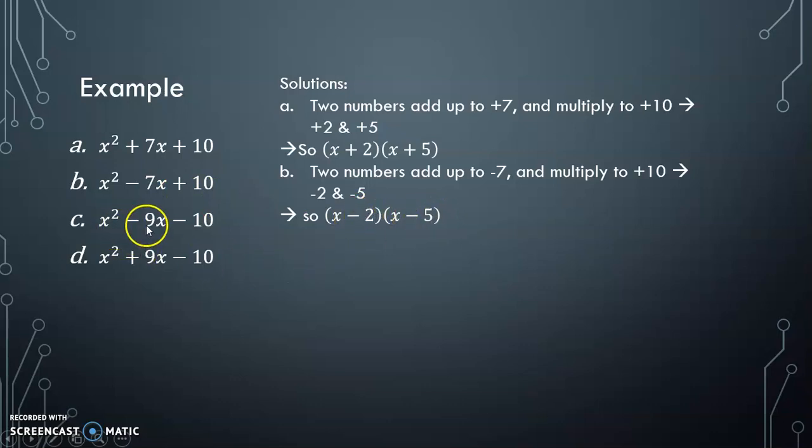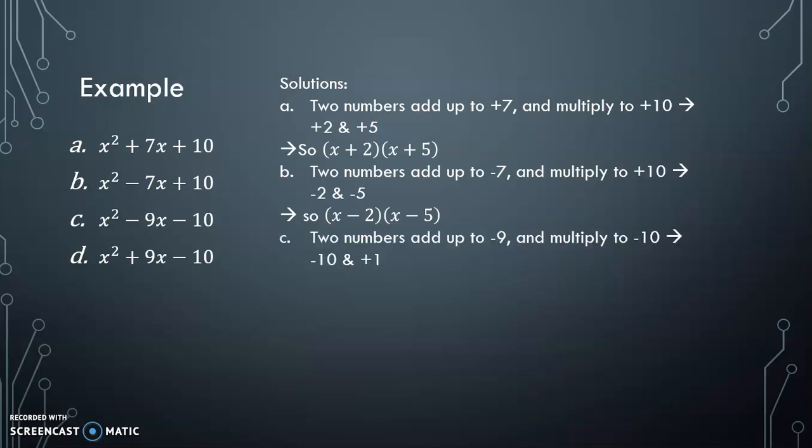For C, you should know what we're looking for. Two numbers add up to negative 9, but multiply to negative 10. If you multiply to a negative number, it must be that one number is positive and the other is negative. They have to be of different signs. So they multiply to negative 10, but they add up to negative 9. We can guess that it's negative 10 and plus 1. So it factorizes to x minus 10, x plus 1.